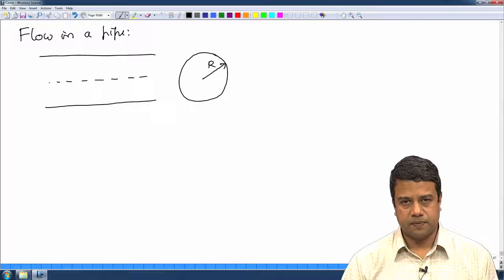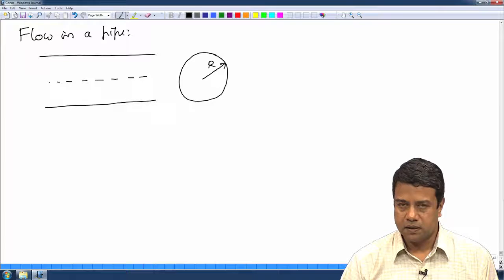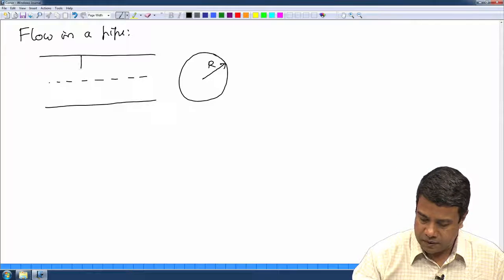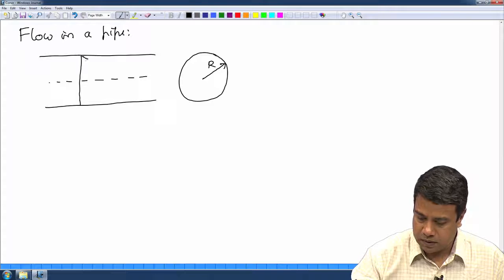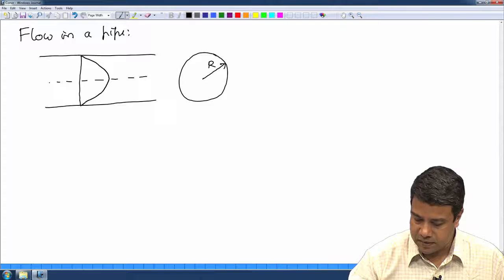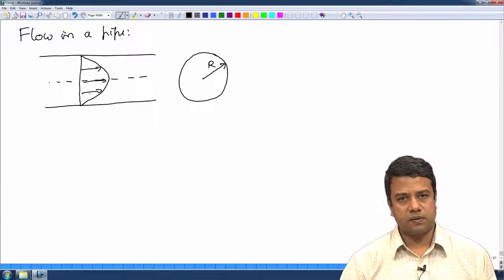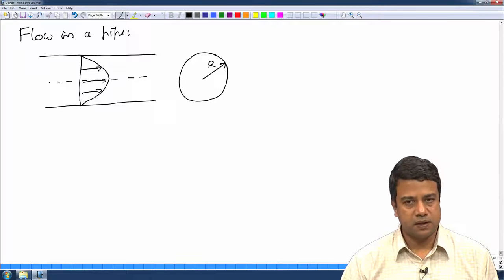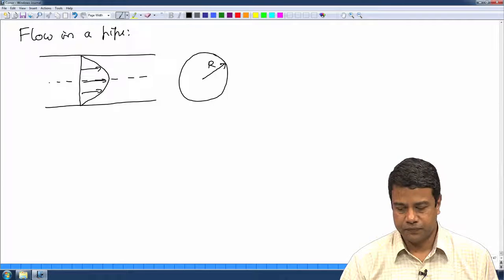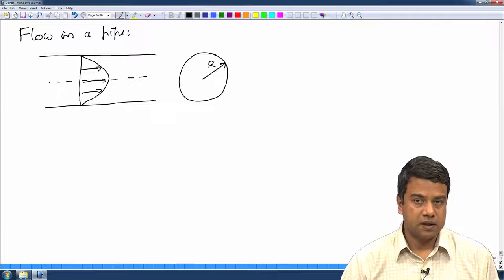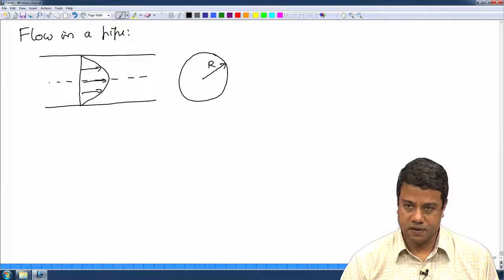Okay, the radius of this pipe is r, and you have flow in the pipe due to a pressure difference between the inlet and the outlet. So, the pressure at different locations in this pipe is not the same.